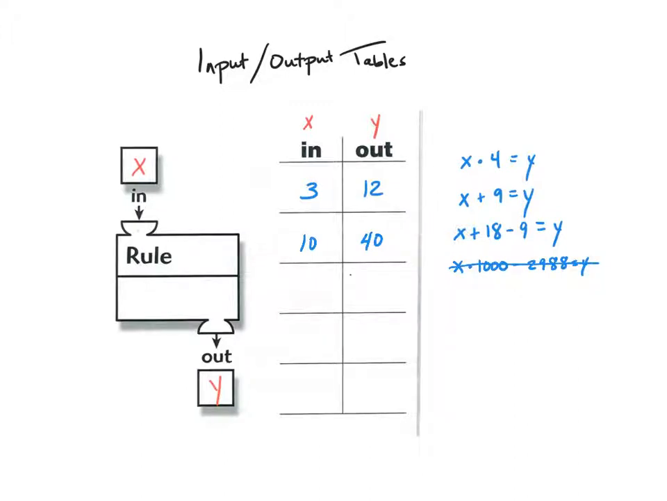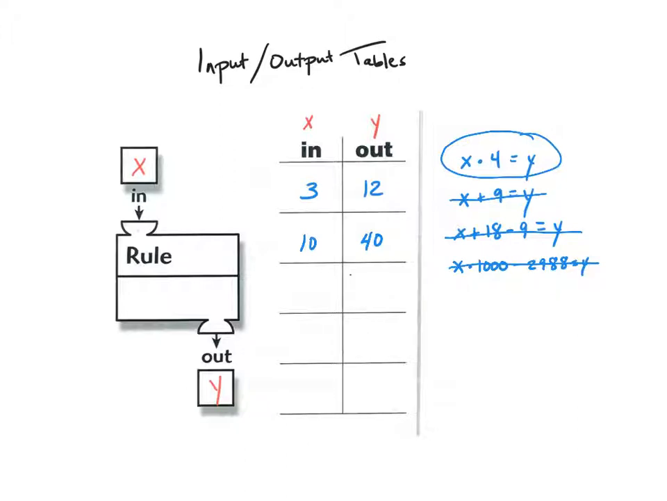Same thing with the second to last one. 10 plus 18 is 28, minus 9 is again not 40. It's out. And 10 plus 9 is 19, which doesn't equal 40. However, 10 times 4 does equal 40. So I have a fairly good educated guess right now. This is what I think the rule might be, but I really need some more information to be certain.